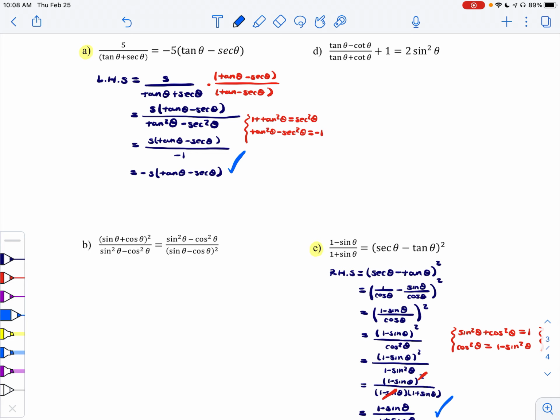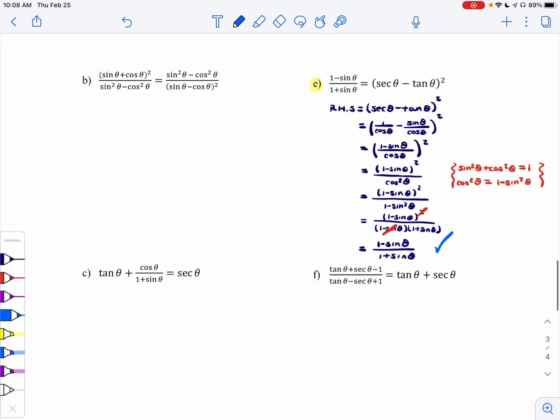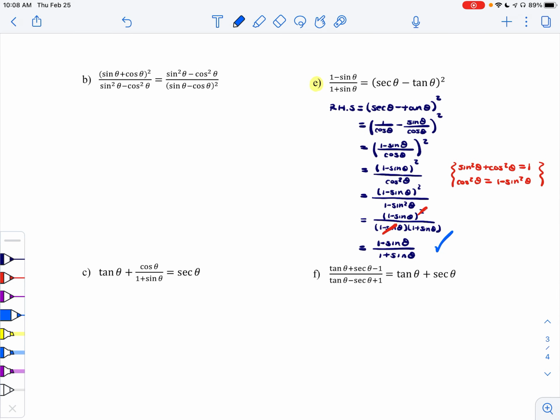Okay. All right, guys, so keep working. And in the rest of this unit, we're just going to keep going with some new identities that we're going to add to our list of fundamental identities.